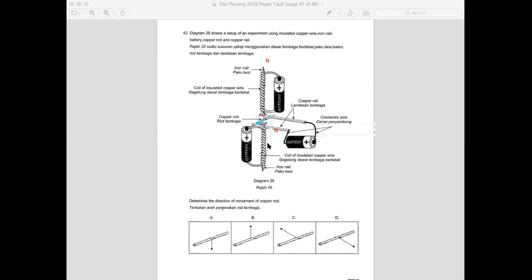So we have to use Fleming's left hand rule. We already know which direction the magnetic field is, so it's upwards. The current is positive, so the current goes this way. Which is the direction of the motion of the copper rod? We get C, Fleming's left hand rule. Right? C is correct. FBI, because the current is going out.